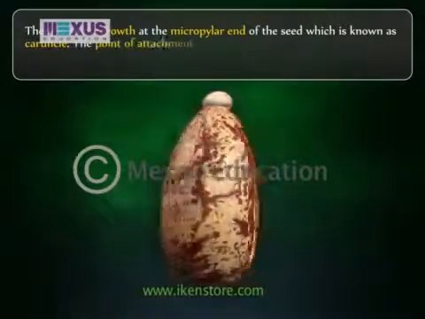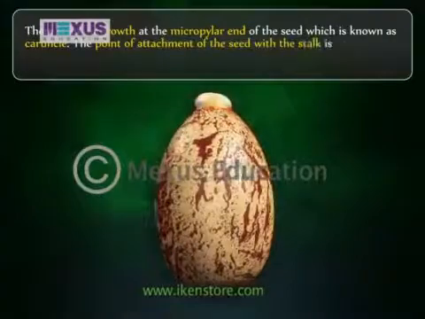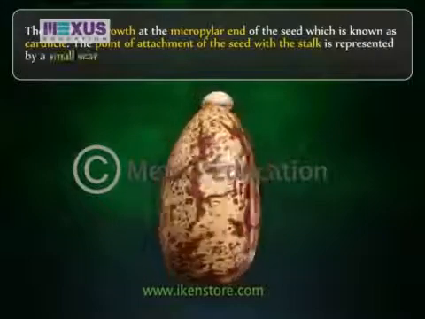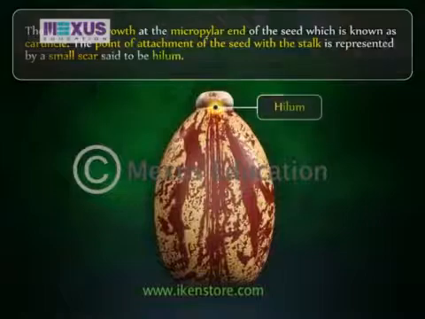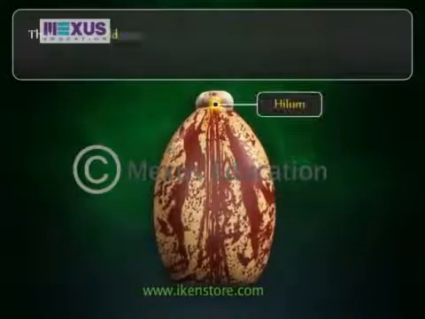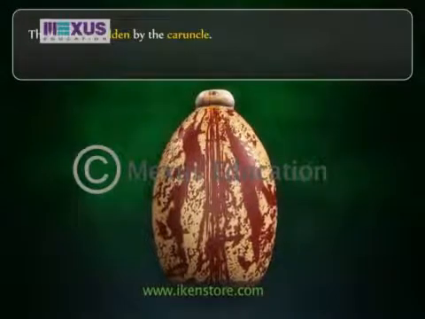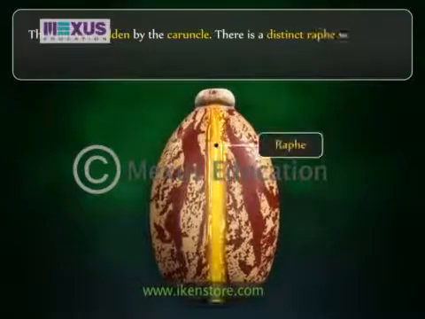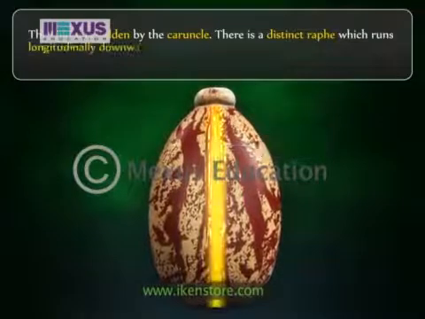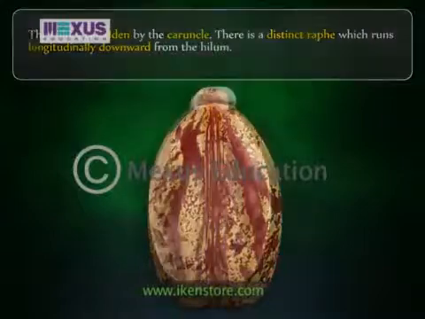The point of attachment of the seed with the stalk is represented by a small scar said to be hilum. The hilum is hidden by the caruncle. There is a distinct raphe which runs longitudinally downward from the hilum.